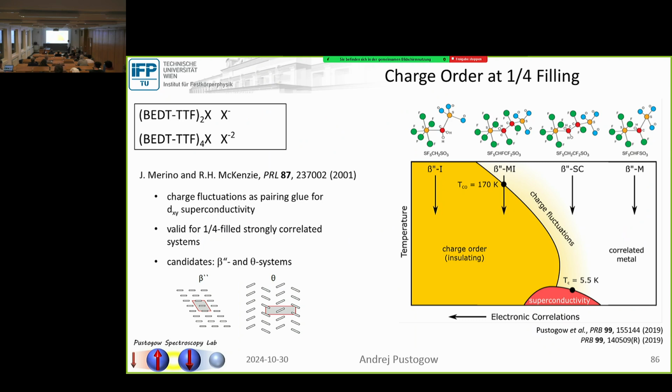Then we can have quarter-filled systems, which is quite interesting. So from the chemistry point of view, the anion has one negative charge. So the BDT-TTF molecules must have in total also one positive charge.